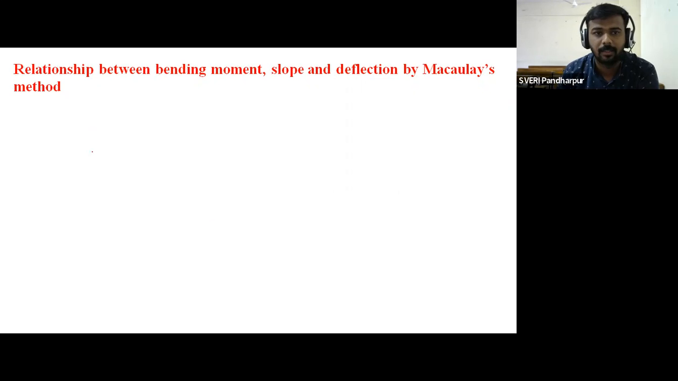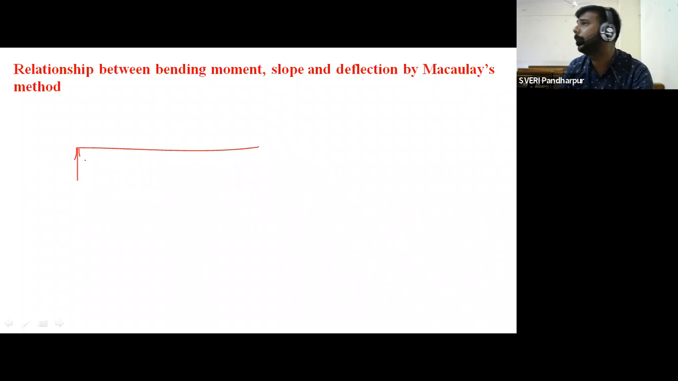Okay, so in that, draw one figure. You just understood what relation or how bending moment is useful for the slope and deflection calculation. That introduction part only you have to understand. So draw one beam, that is one simply supported beam.